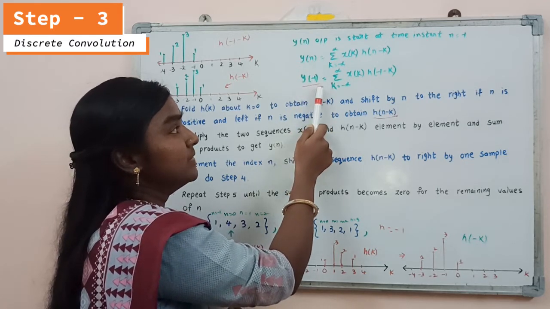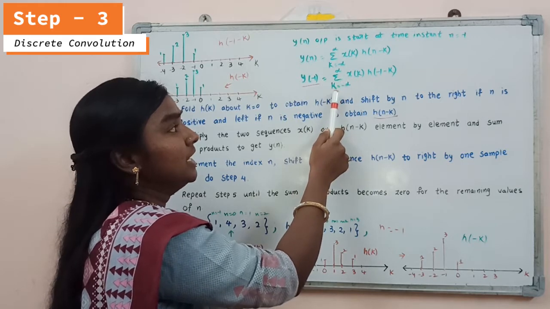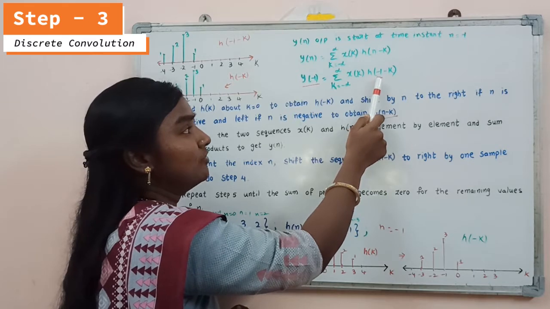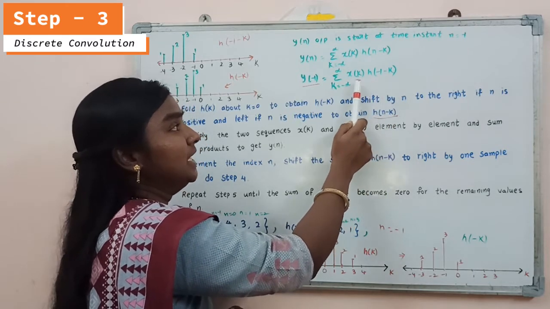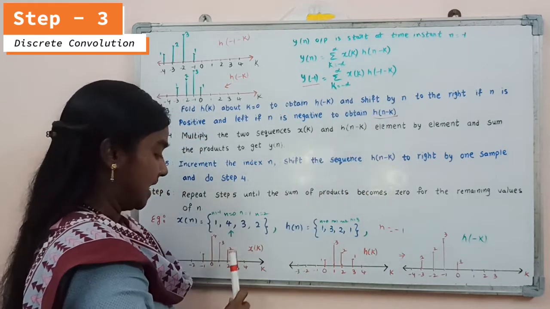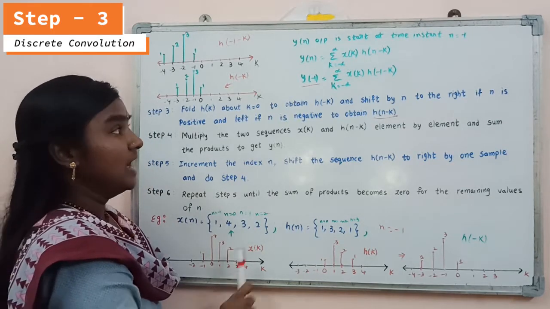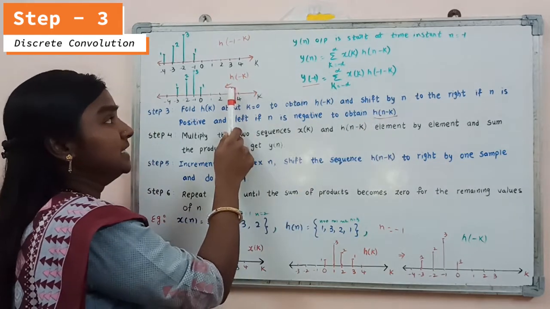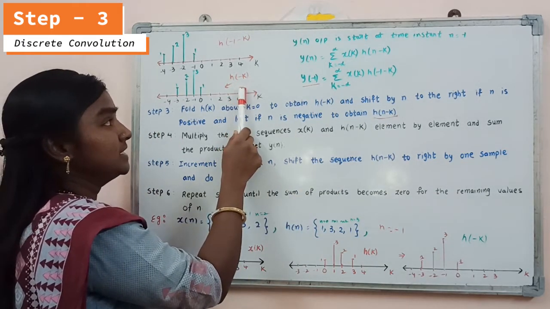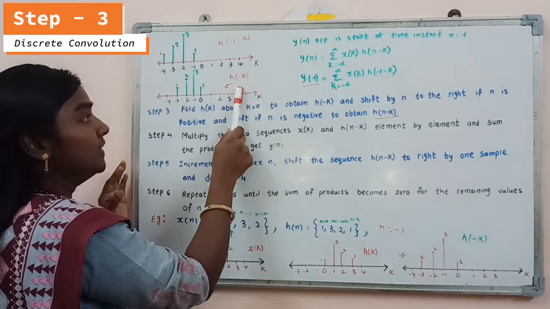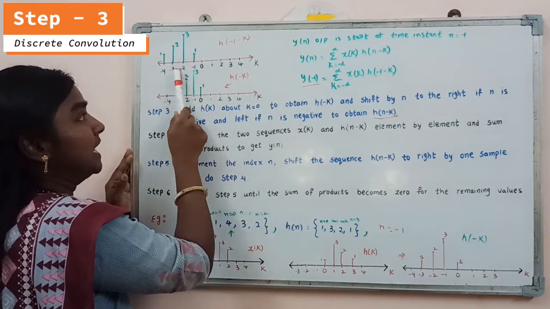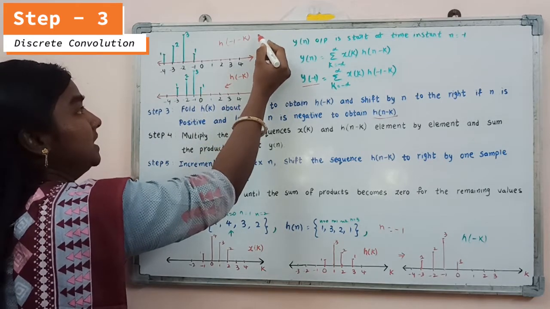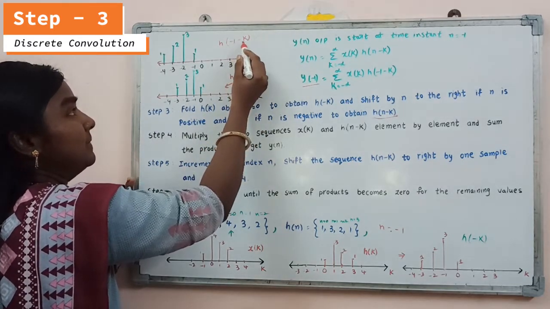y of -1 equals the summation over k from minus infinity to plus infinity of x of k h of -1 minus k. Here the x of k amplitudes are represented, and h of -1 minus k can be obtained by considering the h of minus k signal and shifting it towards the left side by one time instant. So this is the signal representing h of -1 minus k.